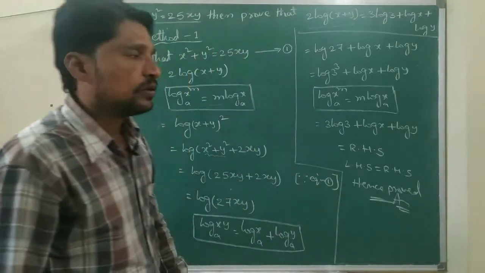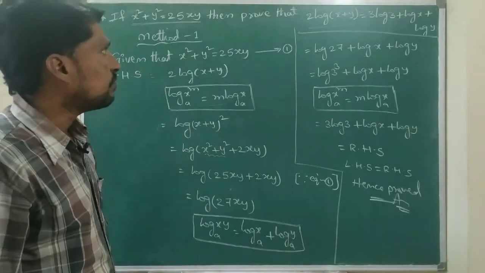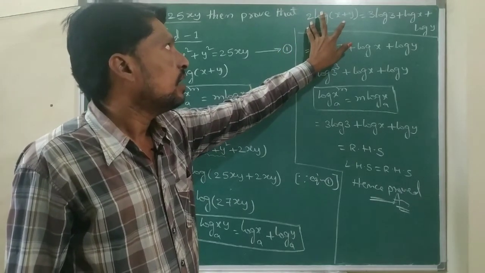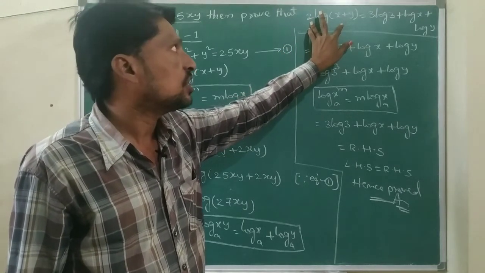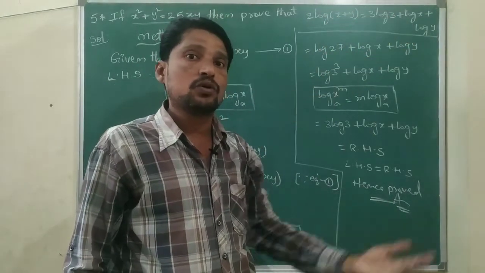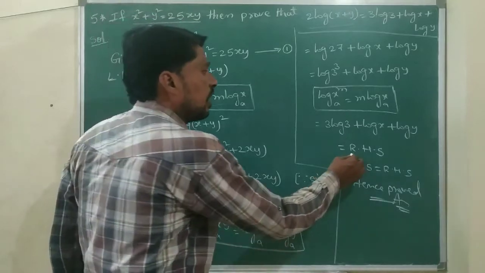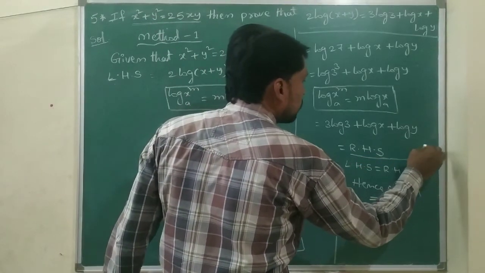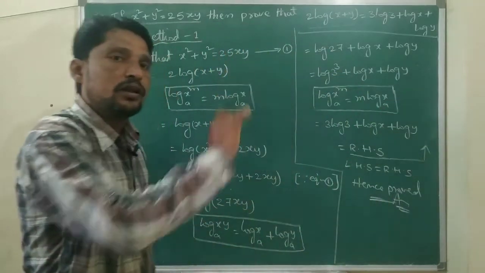Hence proved. Now this is method number 1. In method number 1, we took the second term in the LHS and we got the RHS. Now method number 2: in the same way, you have to take the RHS and go back step by step.